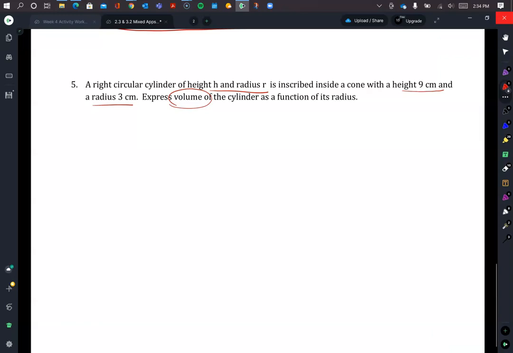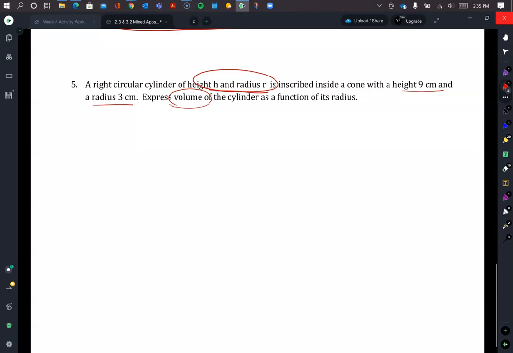So think about what your volume formula is for the cylinder, and jot that down. And then what are your pieces that you have and what do you need? So in this one, we're going to have to figure out the height in terms of radius. Okay, so that's what we're asked to do here. So that height you want to solve out to get an expression involving r.